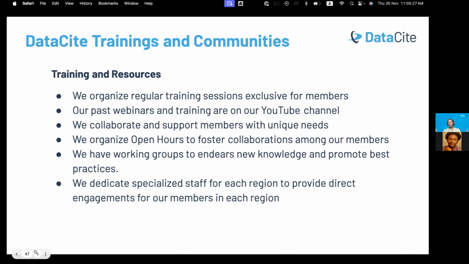We collaborate and support members with unique dates. We organize open hours to foster collaboration among our members. That's where people discuss their challenges. Oh, these are the new trends, so that we can catch up as a continent. We have working groups to endear new knowledge and promote best practices. There's a working group meant for Africa, but combined with Europe so that we can tap into what they are saying. Initially, it was only meant for Africa, and we asked, should it be for Africa alone?